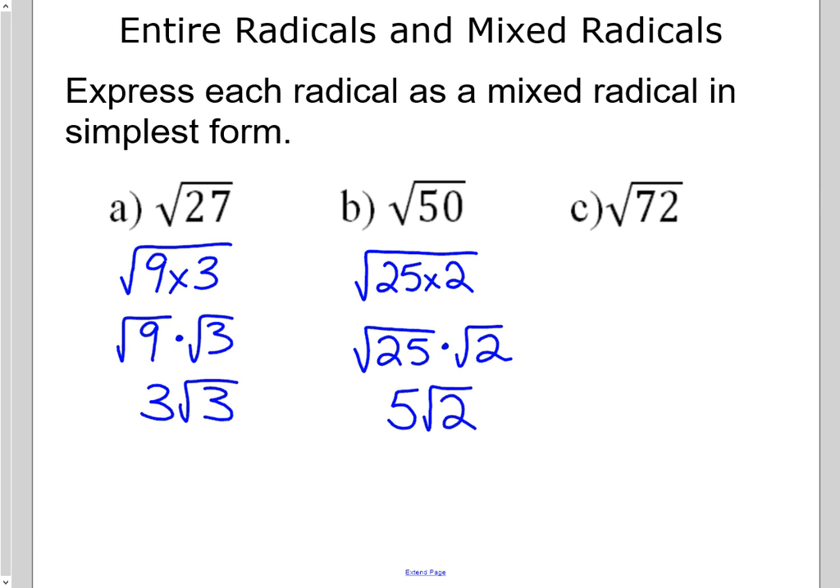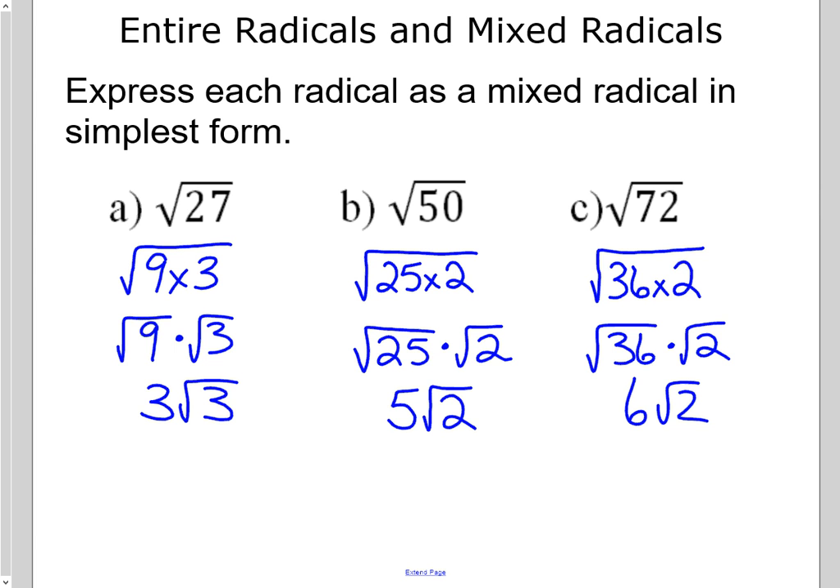All right, 72. What two numbers multiply together, where one's a perfect square, that equal 72? Well, hopefully you were thinking about 36 times 2. 36 times 2 is 72. If I break this into two parts, it's the square root of 36 times the square root of 2, and 6 root 2 is my equivalency. So the square root of 72 is the same thing as 6 root 2.